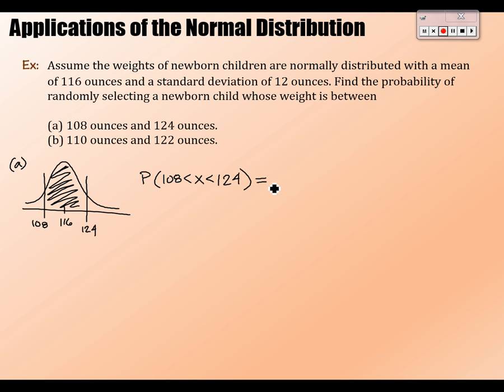And you can just get that again on your calculator, in fact, without even calculating z-scores. Let's just do it the fast way this time. Normal CDF. 108 is the left endpoint. 124 is the right endpoint. 116 is the mean. 12 is the standard deviation. Type that in. Give me an approximate value. Call it a day.